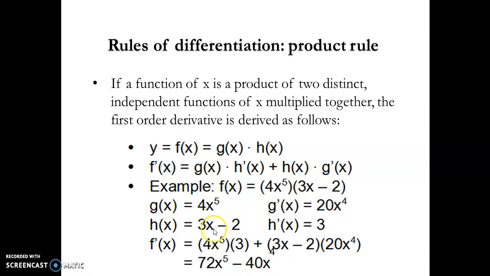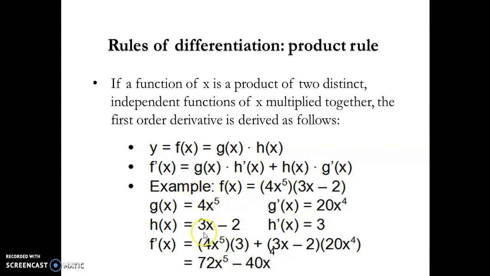And h of x over there, if I get the first order derivative of that, I have h dash of x, and it's simply equal to 3 because my power here is 1. 1 times 3 is 3. 3 multiplied by x raised to the power of 0 is just 1, so that is just 3 because you differentiate that constant and it is equal to 0.